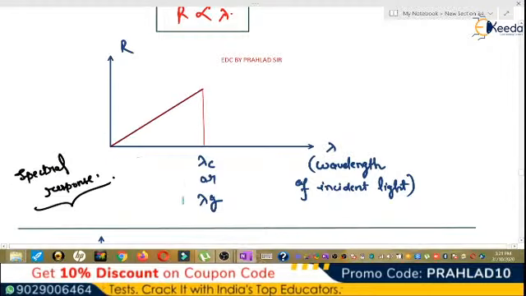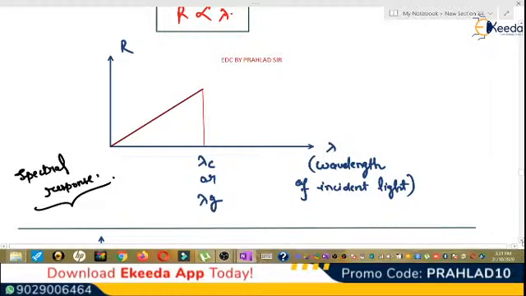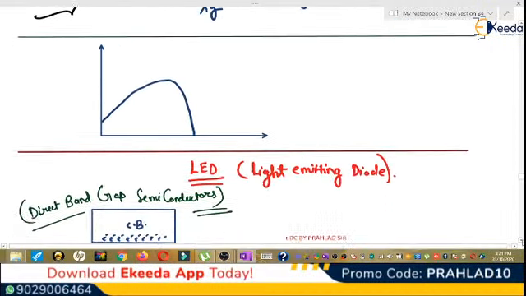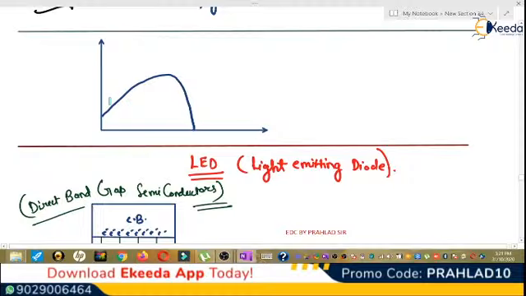So this is the graph which is called as spectral response, and this is the responsivity versus wavelength of the incident light. Okay, so this graph can also be drawn like this.